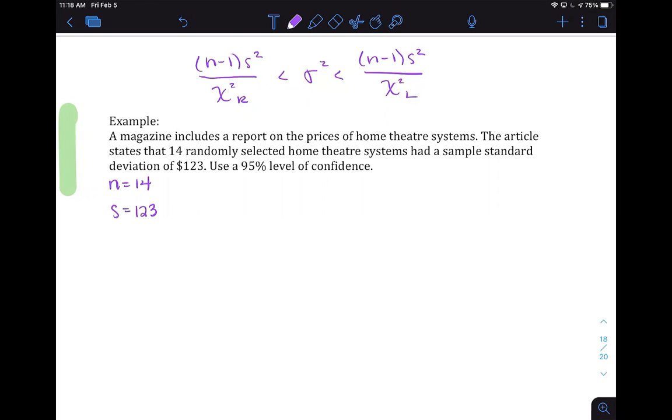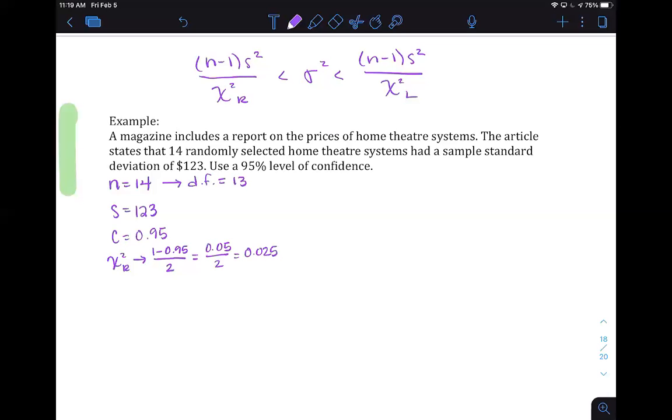Okay. All right, so if n equals 14, what is our degrees of freedom? 13. We know c equals 0.95. So we need to find our critical values. So we need to figure out the alpha. So to find chi-squared right, we're going to do 1 minus 0.95 divided by 2, which gives us 0.05 divided by 2 is 0.025.